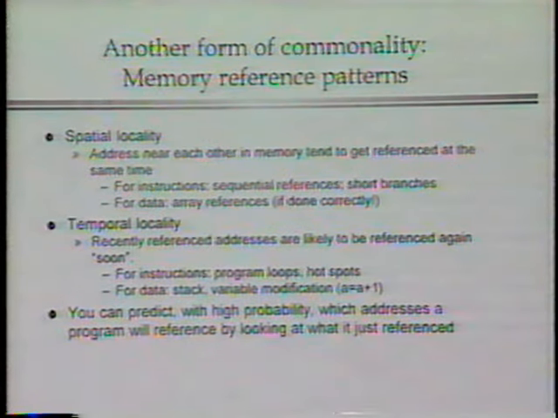This may be stretching it a bit, but another form of commonality, in addition to commonality of things that are done very frequently, or parts of the computer that are used very frequently, is pieces of the memory that are used very frequently. And it turns out that recognizing that is a great way to speed up computers. You've probably all seen this. Memory reference patterns exhibit two kinds of locality.